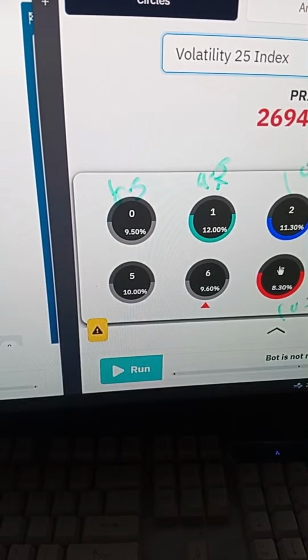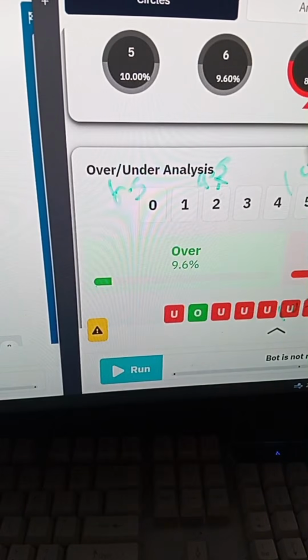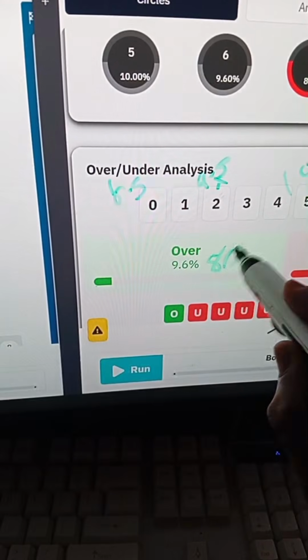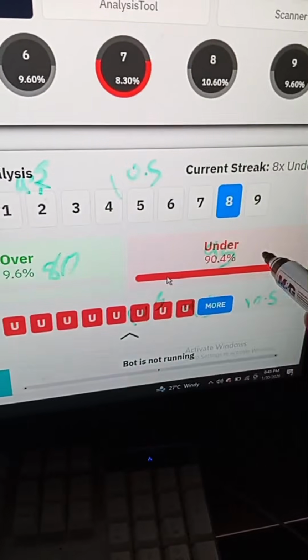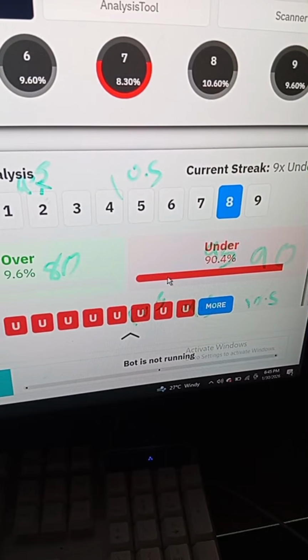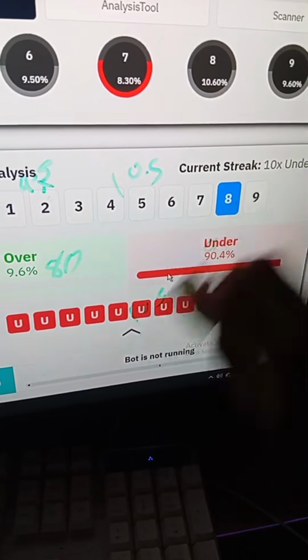Once you see that, also ensure the green circle is 2 numbers away from the number you're trading. And if you're trading over 1, this percentage should be more than 80. If you're trading under 8, this percentage should be more than 90. Once you observe those, it will become a bit easy.